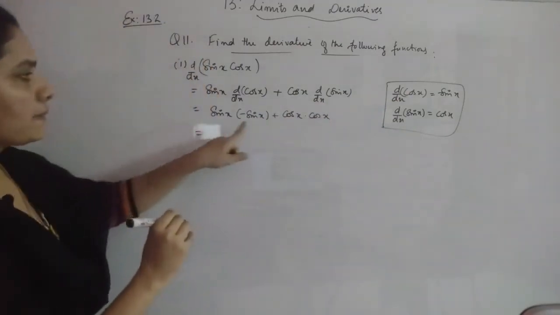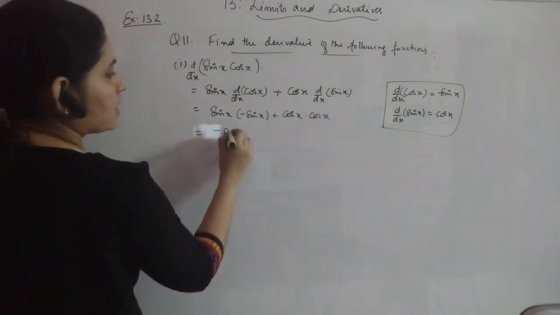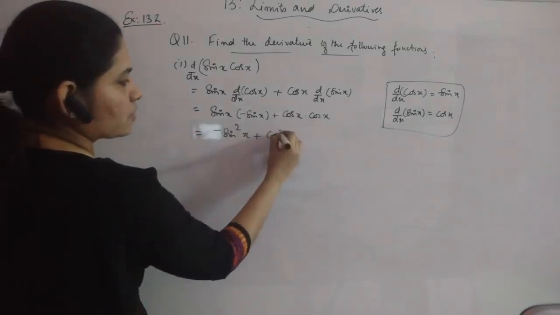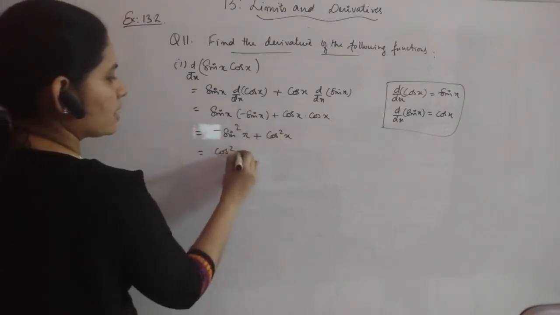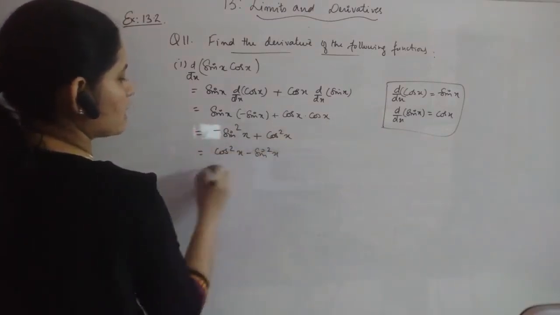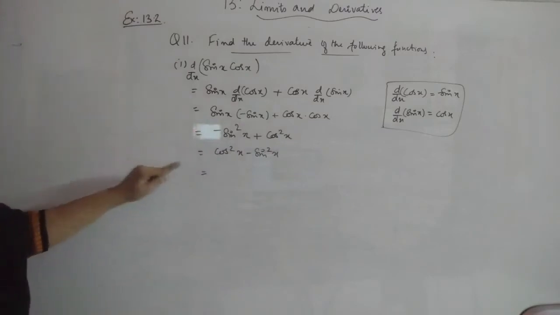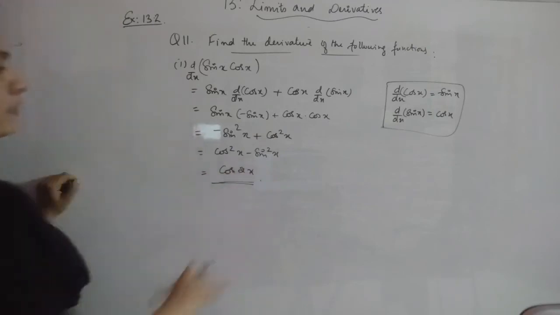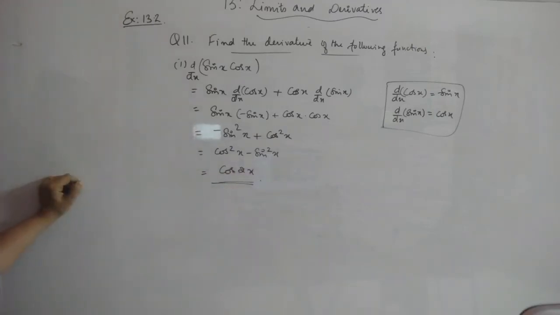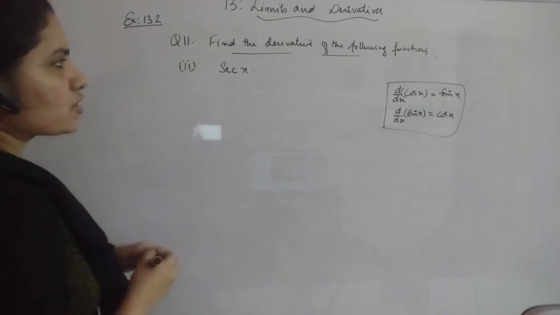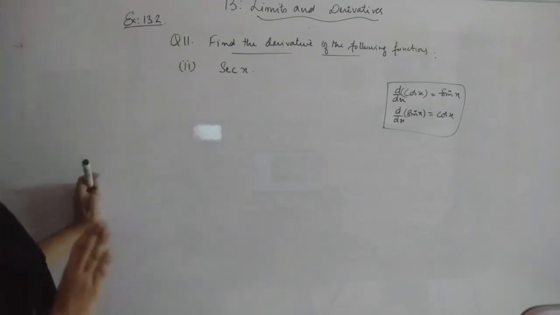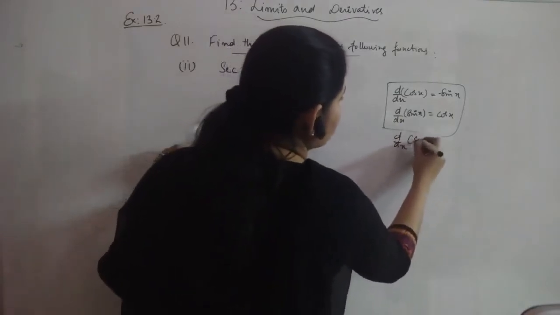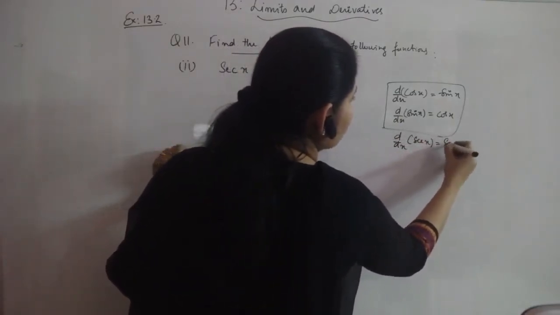Now what are you getting? This is minus sin x into sin x, that is minus sin square x, plus cos x into cos x will give you cos square x, that is cos square x minus sin square x, and you have a formula for this. Cos square x minus sin square x is cos 2x. Okay, so the answer is cos 2x. Sec x, actually you have a formula, that is the derivative of sec x is sec x tan x. Now how we will find the derivative, means you have to find it. Okay, derivative of sec x, I have already given you the formula, sec x tan x.